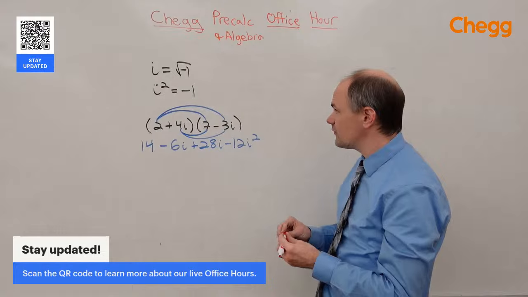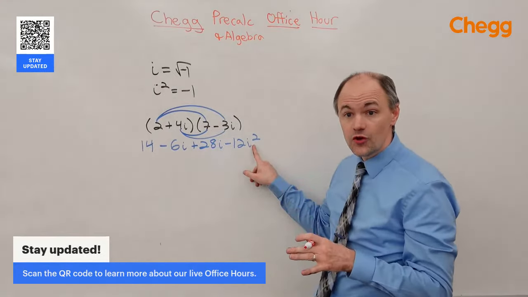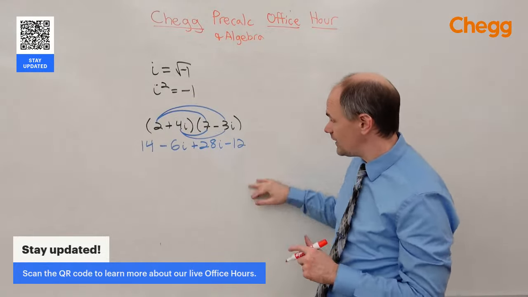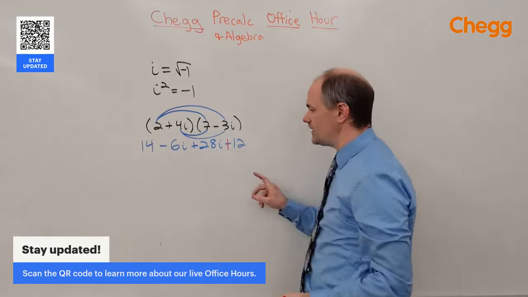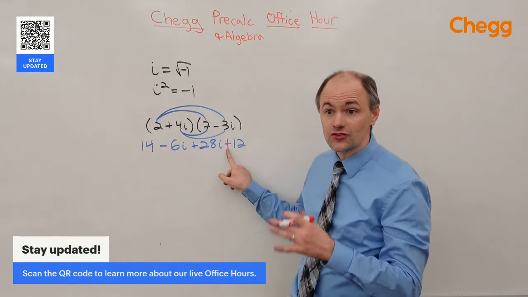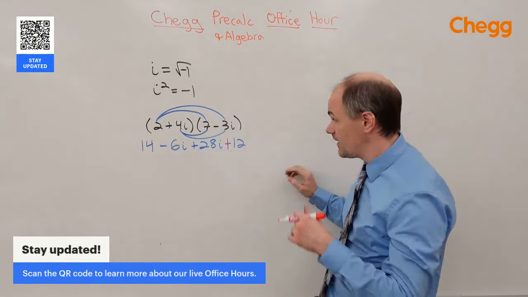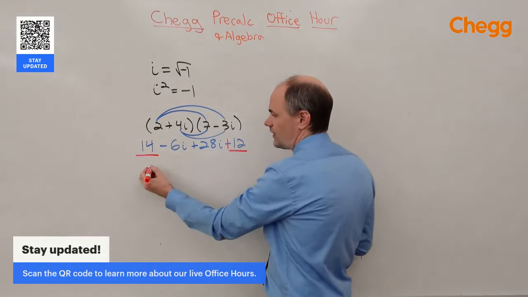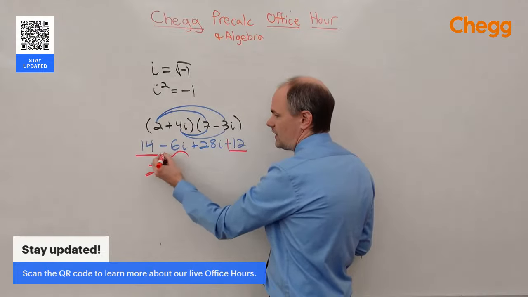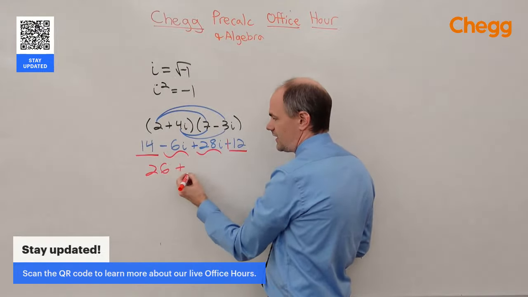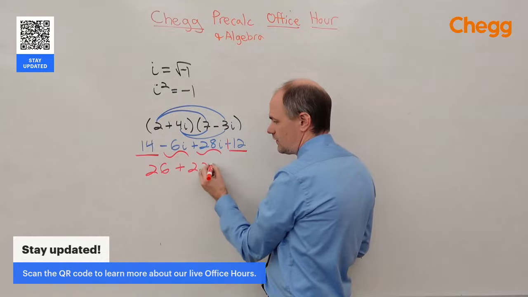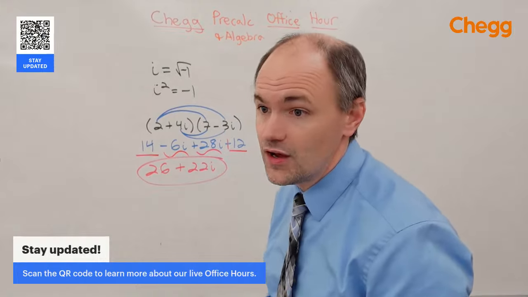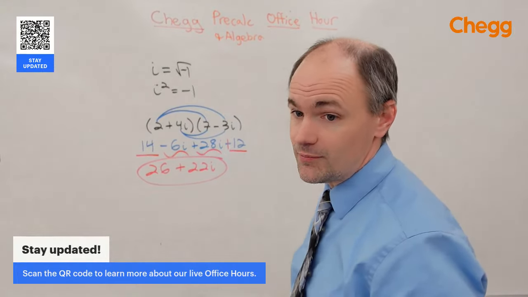The thing we're going to do different with i that we don't do with normal variables is whenever we have i squared, that's equal to -1. And multiplying by -1 changes the sign of the number. So now it's a plus 12. Then all I have to do to finish is combine like terms. 14 plus 12 is 26. And -6i plus 28i is 22i. And that gives us our solution for the complex numbers.